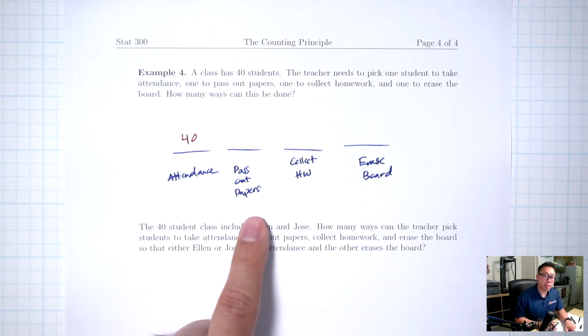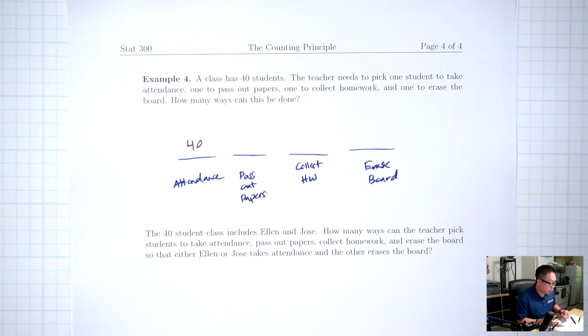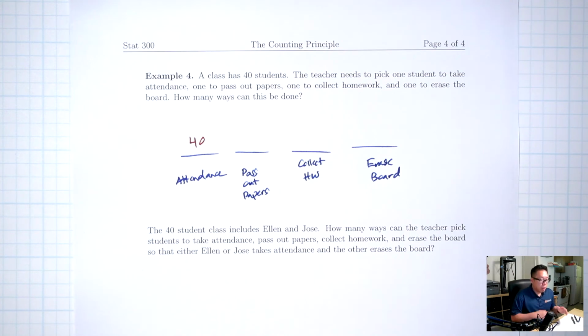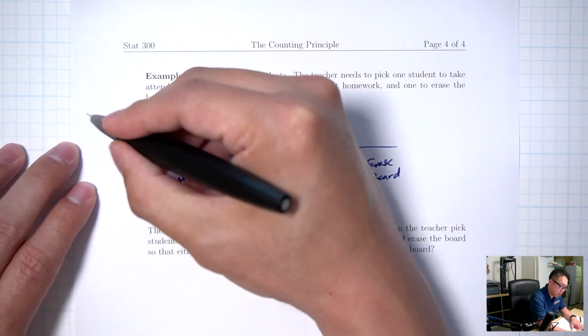Next, person who passes out paper. Now, in the last page, when we're talking about license plates and the password, what was it? The code, right? I told you to pay attention to whether you were allowed to repeat and whether you were not allowed to repeat. When we're talking about people, if it doesn't say anything, we're going to assume that we're not allowed to repeat. Okay, so talking about people here, it doesn't say anything, so we're going to assume that no repetitions are allowed. So no repetitions.